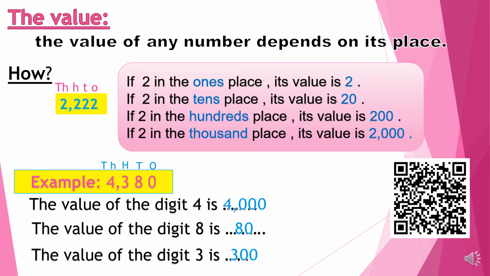Now 0 in ones, its value will be what? 0 as it is. If my number contains any zeros, 0 in ones place, its value will be 0. In tens place, its value will be 0. In hundred place, its value will be 0. So 0 in any place, its value will be 0 as it is.